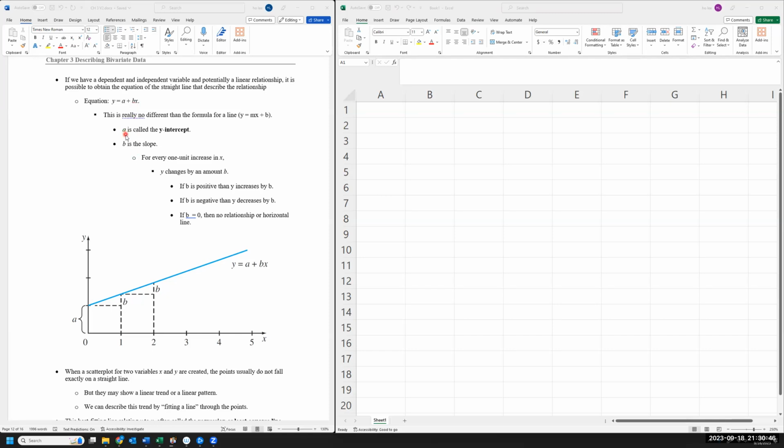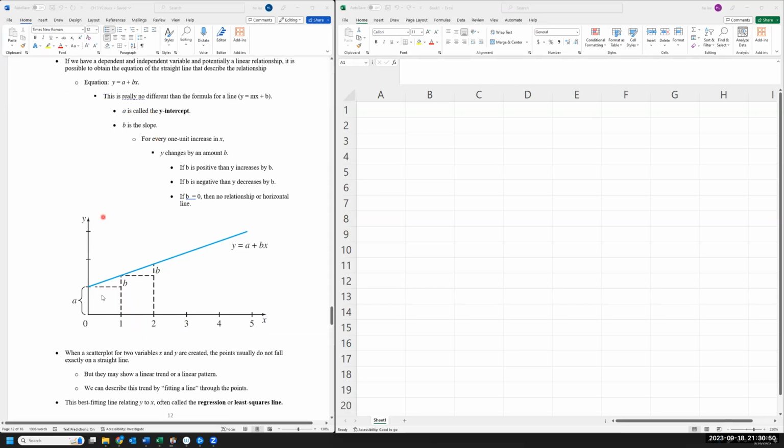Okay, well, first let's do the y-intercept. What does the y-intercept tell us? The y-intercept tells us what is the value of y when x is 0. That's what the y-intercept tells us. So when x is 0, the value of y is a.